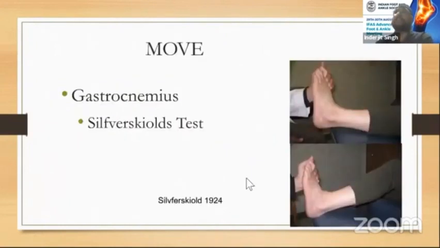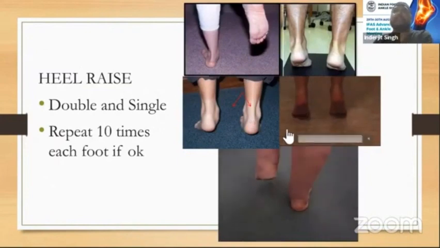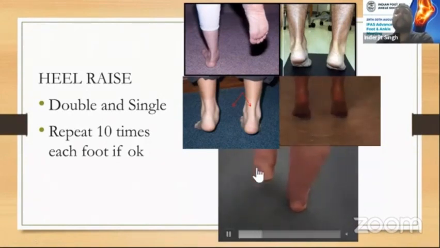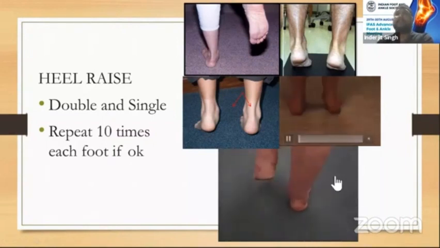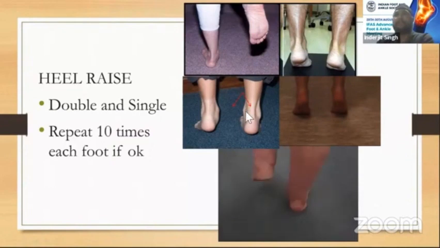So again, this is very important for the postgraduates to understand: the Silfverskiöld test, how with the knee extended and flexed, we check for the gastroc or the soleus contraction. So again, how we do the heel raise, you can see in the video, you try and do the double and the single heel raise test. If the foot looks okay, you repeat it 10 times. So you can see how the arch comes back when you release, and in this video the arch doesn't come back. Look at this, the tendo Achilles there, and the arch collapses on the medial side.